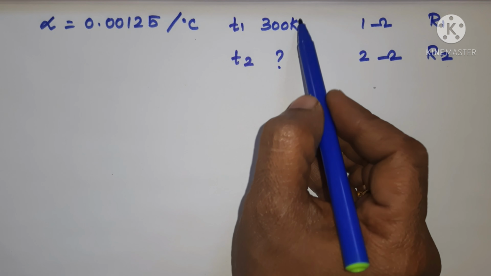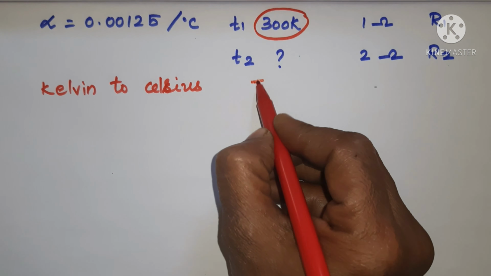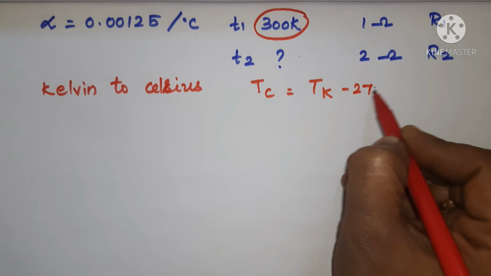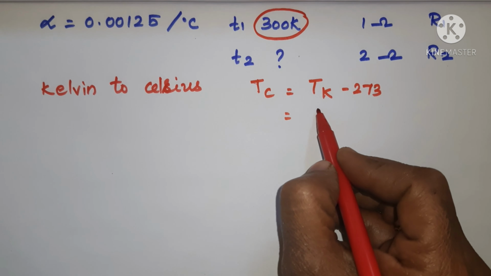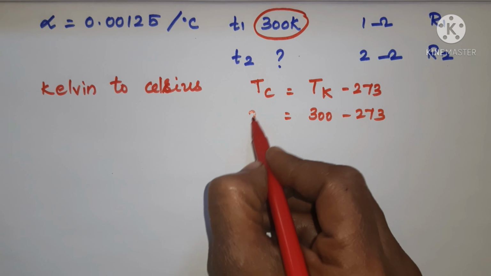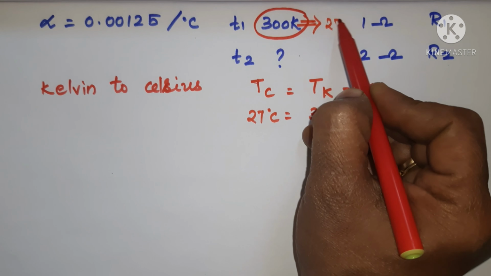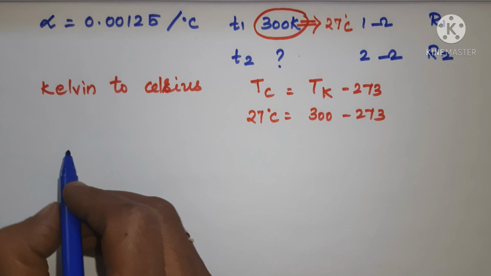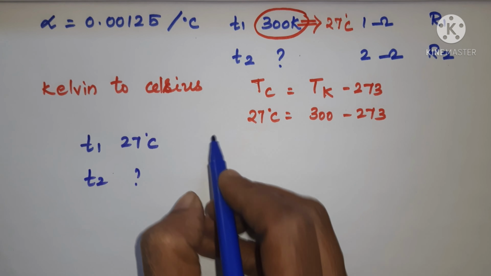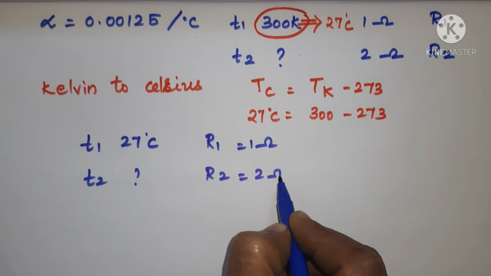Now we can change this 300 Kelvin in terms of Celsius. So we have Tc is equal to temperature in Kelvin minus 273. This is equal to 300 Kelvin minus 273, which will be equal to 27 degrees Celsius. Now this T1 has now become 27 degrees Celsius. Therefore we have T1 27 degrees Celsius, T2 to be found, and R1 is equal to 1 ohm and R2 is equal to 2 ohm.